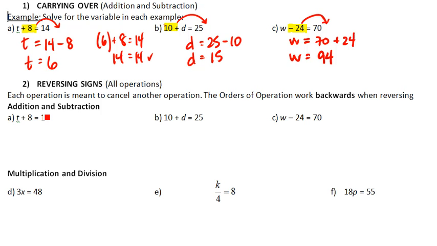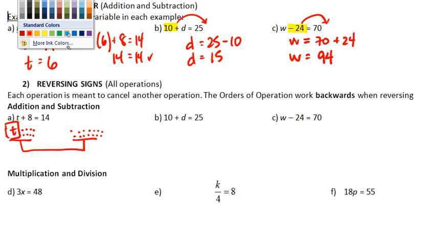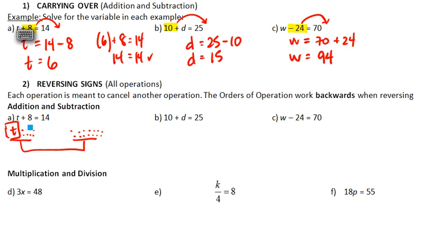Now, how this makes sense is what we're doing is we're really reversing each operation. For example, if I have a scale and I have a bag full of a t number of marbles and I have 8 additional marbles on the side, and that is equal to 14 marbles on the other side, in order for me to find out t all by itself, I have to undo the addition. So the way that I undo that is by subtracting, the opposite of addition. So in this case, I have to subtract 8 to get rid of these 8 marbles.